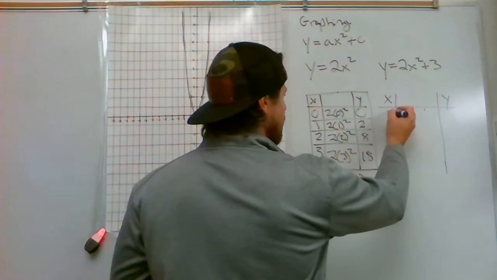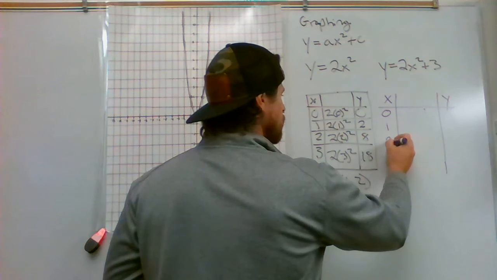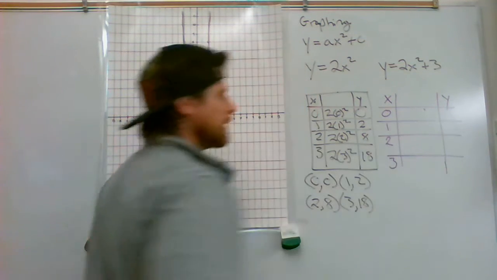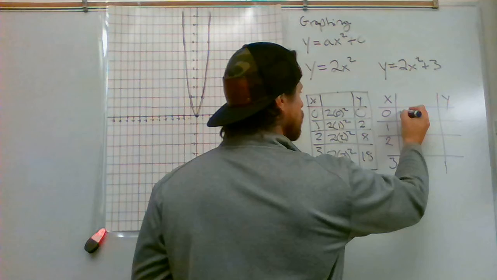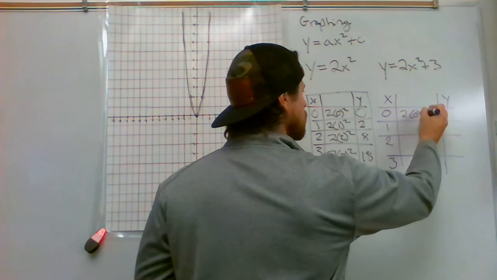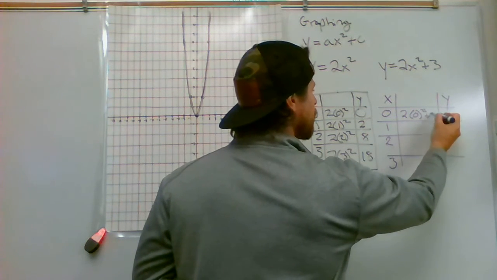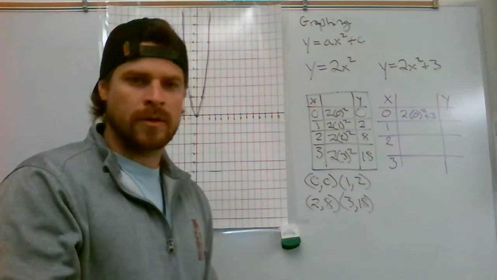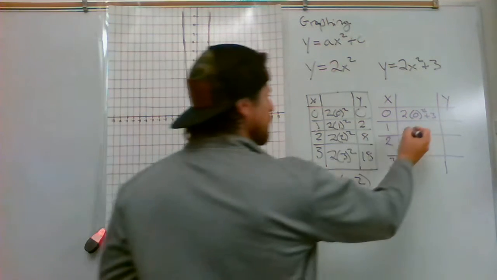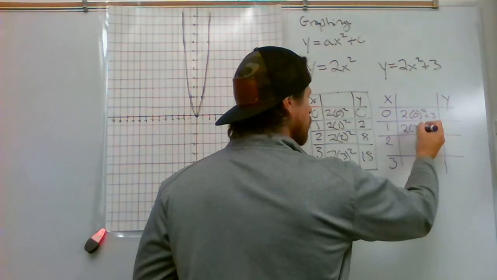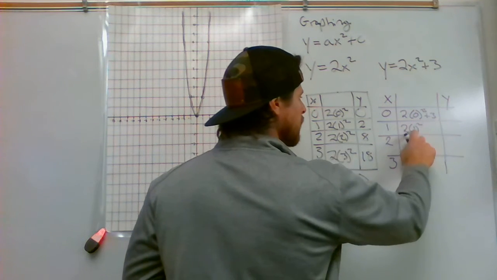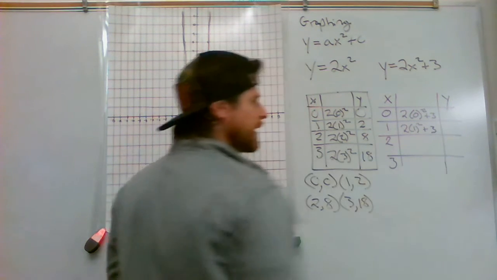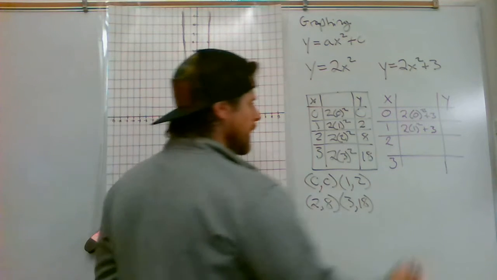Okay, let's do the same ones: 0, 1, 2, and 3. Let's show the work. We need to take 2, multiply it by 0 squared, but then we want to add 3 at the end. That will be the last thing we do. PEMDAS tells us to do 1 squared first, then multiply it by 2, and then at the end, add 3. Okay, we can handle that.